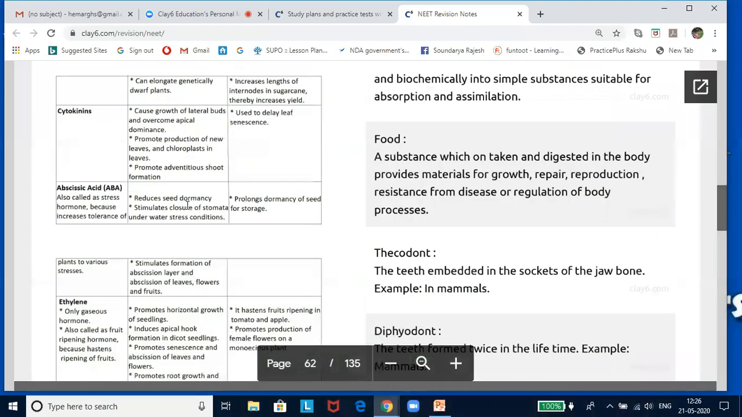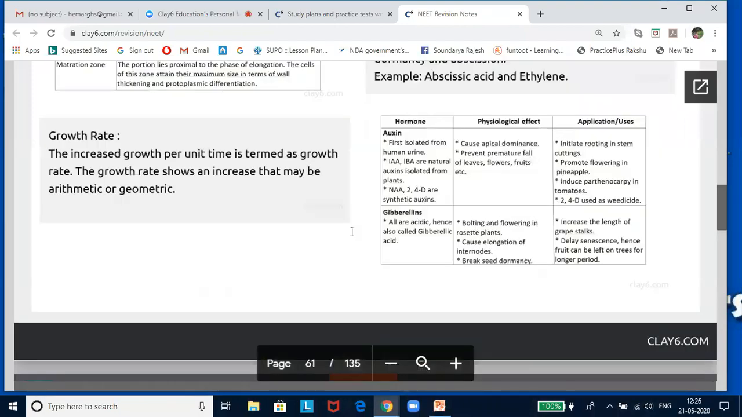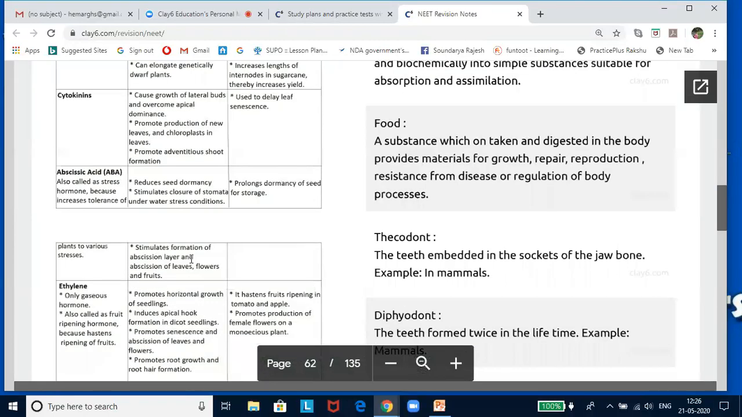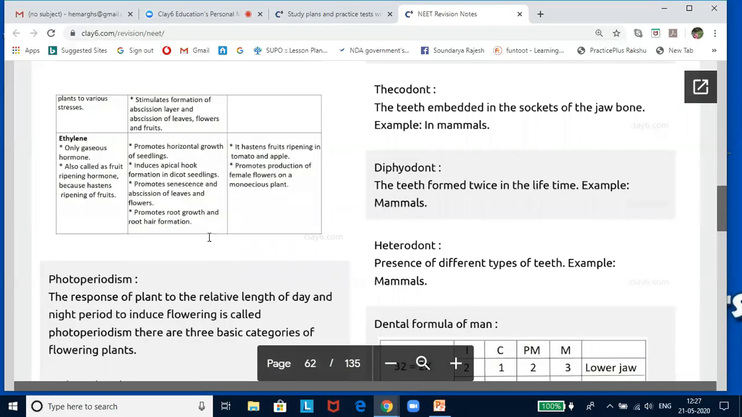Now, photoperiodism. The response of the plant to relative length of day and night periods to induce flowering is called photoperiodism. And there are three types of photoperiodism that are generally seen: long day plants, short day plants, and day neutral plants. The ability of the plant to detect and respond to the length of the daily period of light, or more precisely, the relative length of day and night to which the plant is exposed, is called photoperiodism.